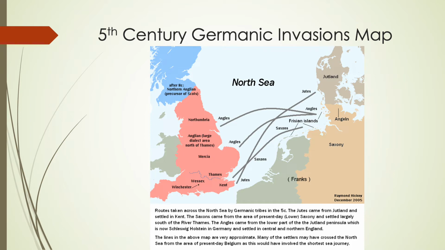These lines on the map are in relatively approximate areas. We're not entirely sure that this is the exact route that they took. We just know where they started and where they ended up. It's possible that some of these groups may have actually crossed the North Sea from what is now present-day Belgium, because it would have been a much shorter journey that way than coming from those northern areas. So we actually don't know the exact route that was taken. These are approximations, guessing based on where they would have started and where they would have ended up.